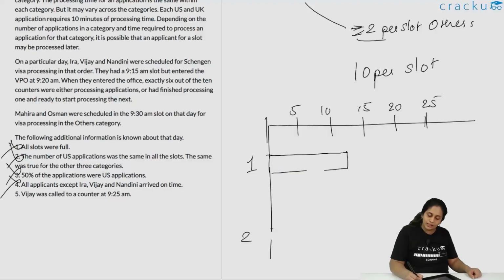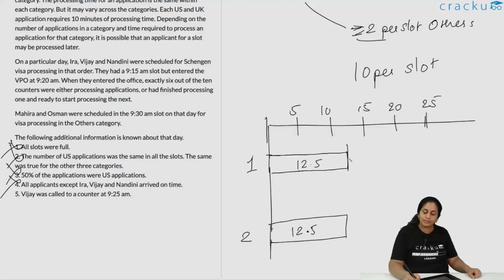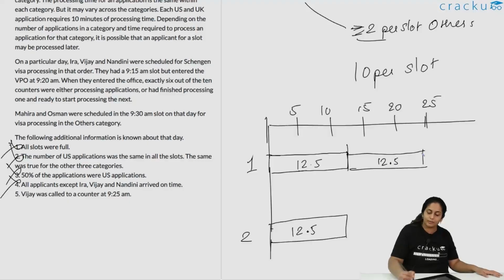His application is finished processing in 12.5 minutes. The second applicant is called to counter number 2. His application is also finished at 12.5 minutes. Now at 12.5 minutes, there was a third applicant in the first slot. Schengen visa has 3 applicants per slot, right? So that third application is started and that will finish at 9:25. This will be the other 12.5 minutes.